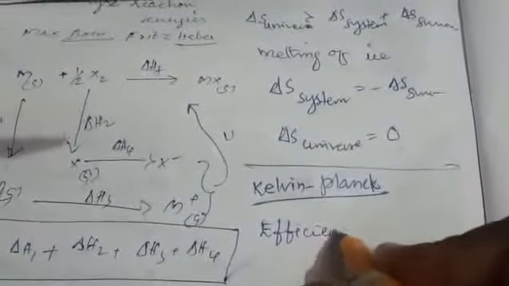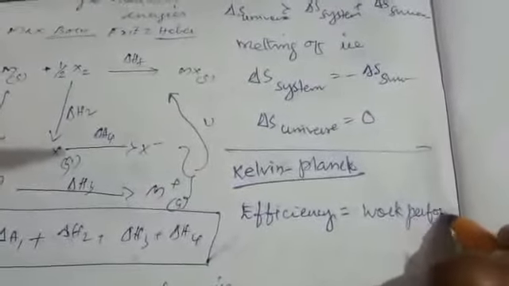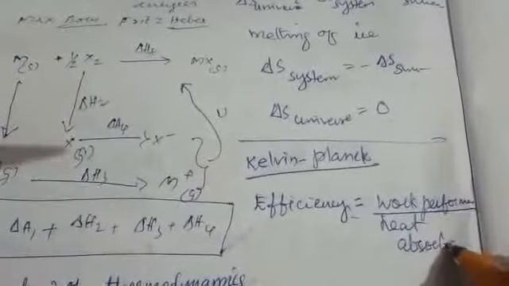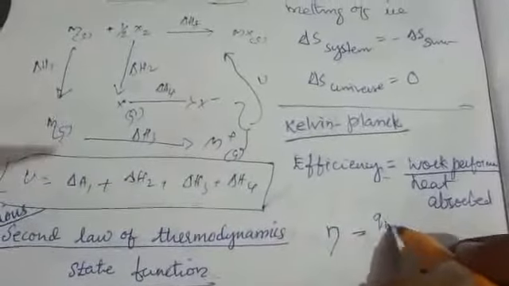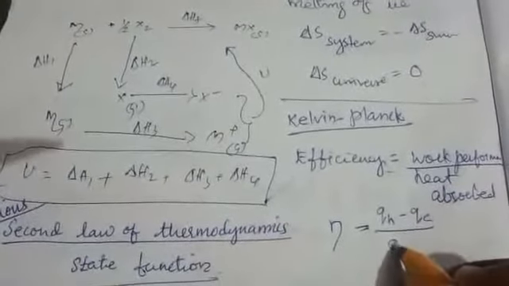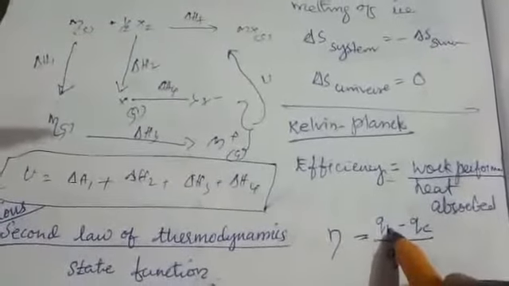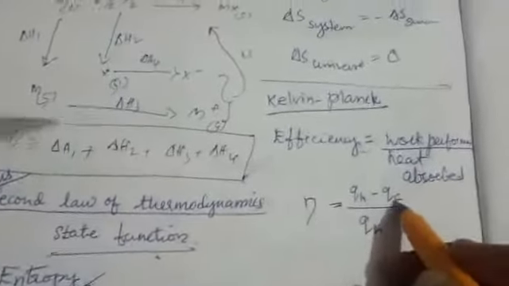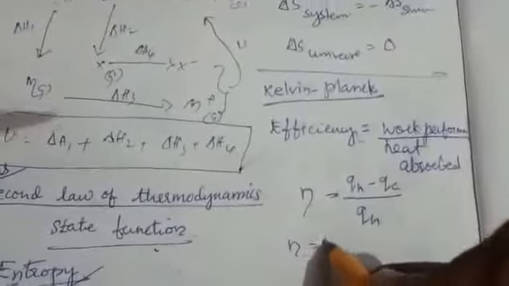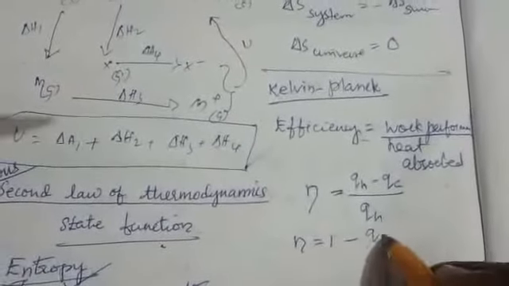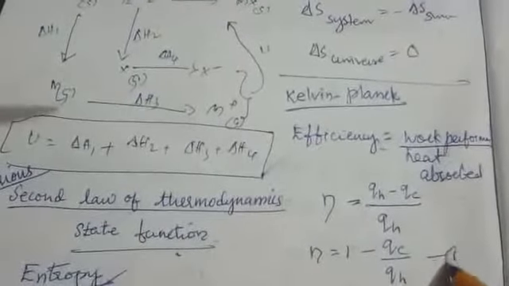Kelvin-Planck statement: efficiency equals work performed divided by heat absorbed. Mathematically, efficiency, symbol eta, equals QH minus QC divided by QH. QH is the heat absorbed from the hot reservoir, and QC is the heat transferred to the cold reservoir. For a reversible cyclic process, eta equals 1 minus QC divided by QH. That is equation number 1.